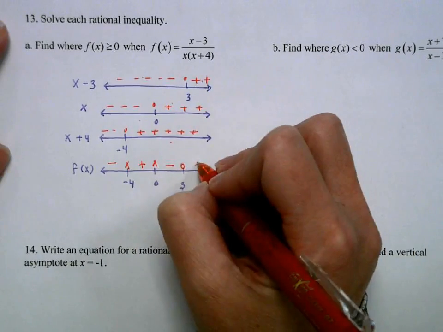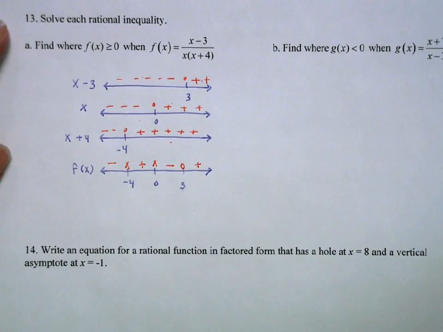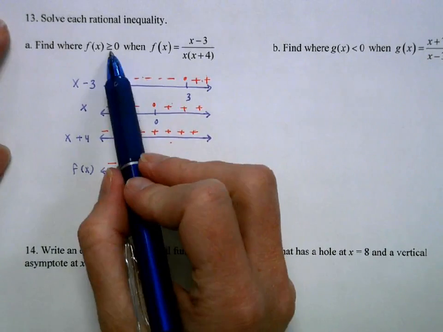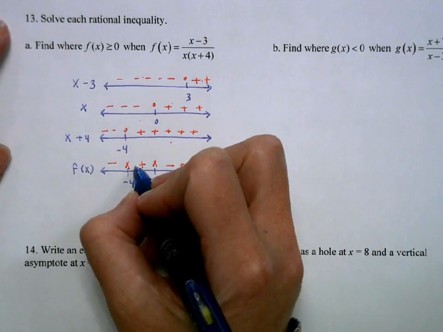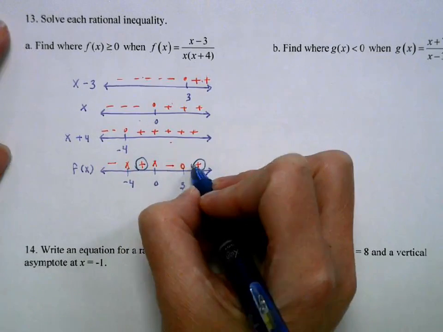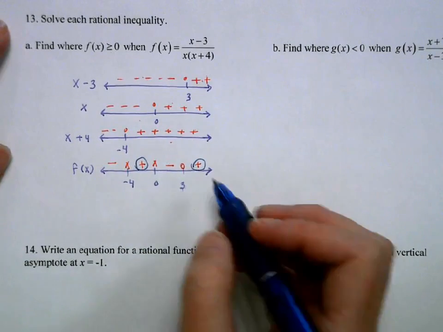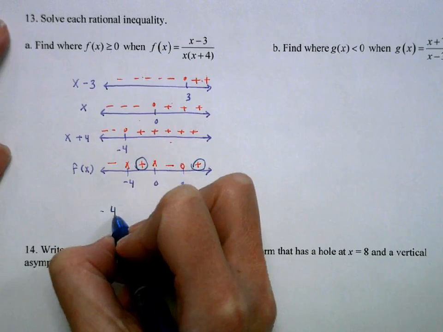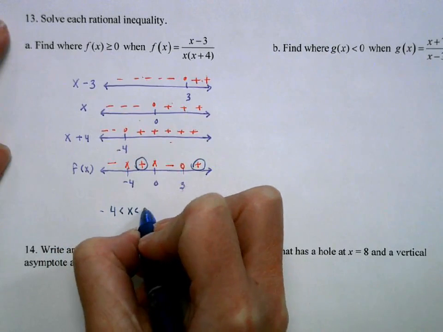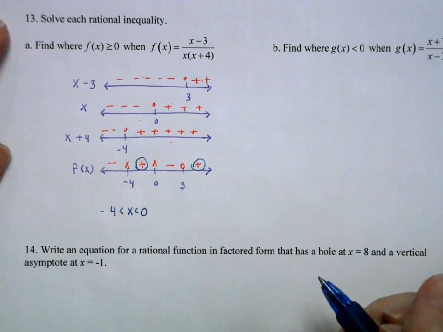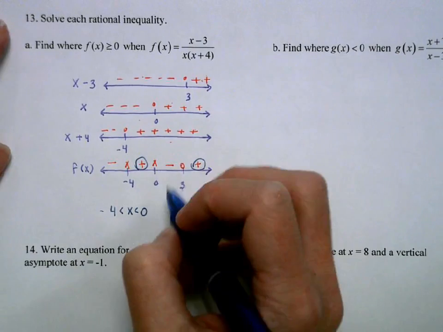So then we pay attention. We want it greater than or equal to 0. So that's where our values are positive or 0. So in this case, we have from -4 to 0, non-inclusive because we can't include those endpoints. And then when x is greater than or equal to 3, because it is equal to 0 there.